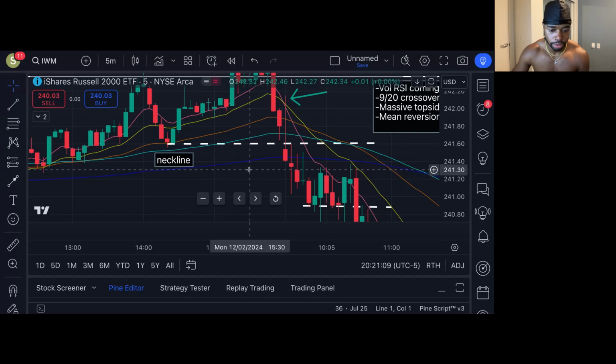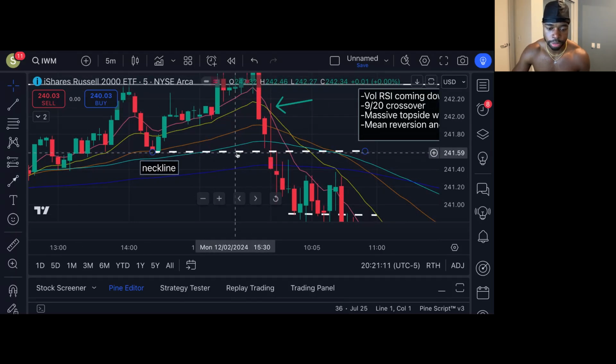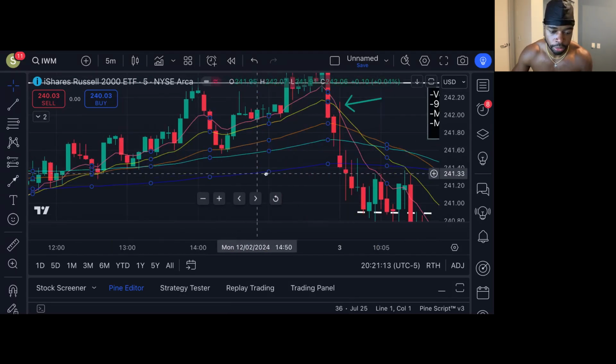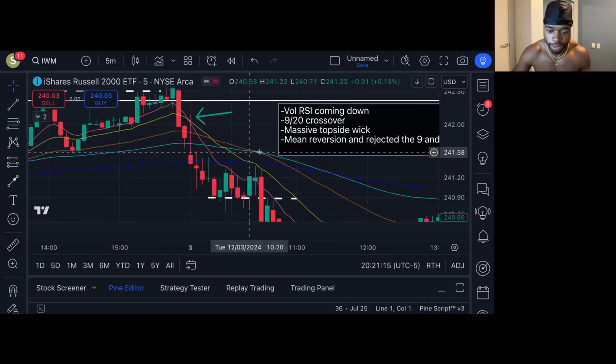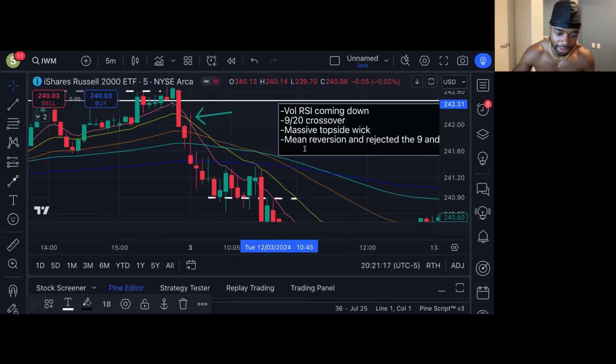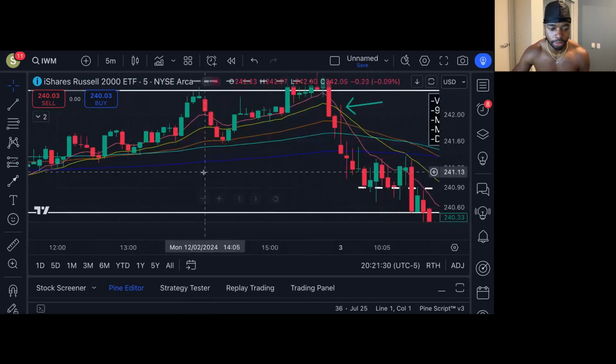All right, what else is going on here? Not only did we break below this neckline, we also, oh wait, I have to write that down. All right, so we had a double top neckline break. What else do we have here?